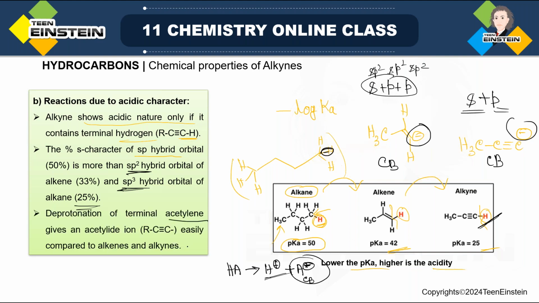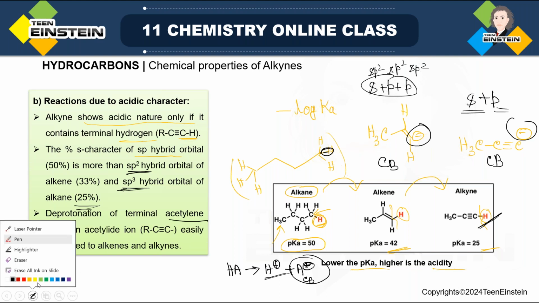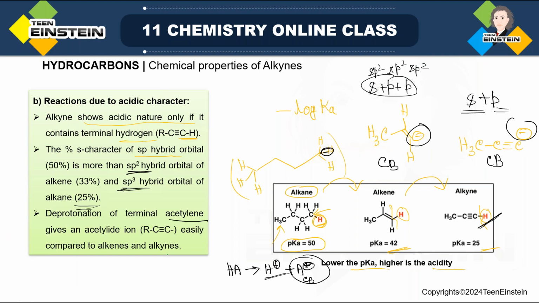Deprotonation of terminal acetylene gives an acetylide ion. Look at this term. This term we will be using from now on. RC triple bond C, and there will be a negative charge after removal of this H, and this is called acetylide ion. So this ion generation happens easily compared to alkenes and alkanes. Negative charge generation over a C=C double bond or single bond is difficult.